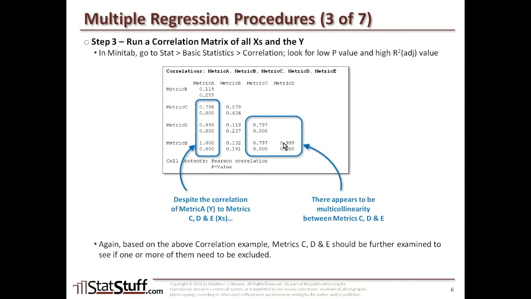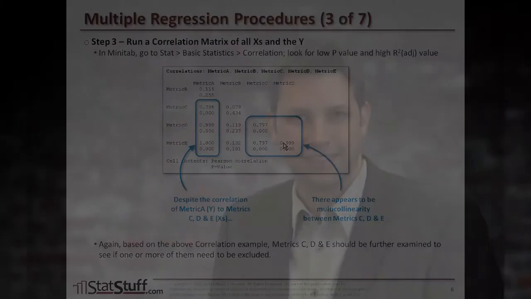So again, based on this information, we would say that metrics C, D, and E should be further examined to see if we need to exclude some of those because of some interdependency between them. Now we'll begin step 4, where we'll run a multiple regression that creates variance inflation factors, or VIFs.